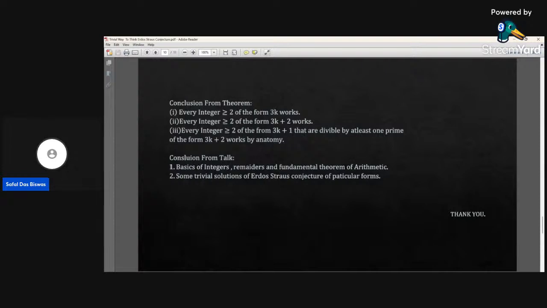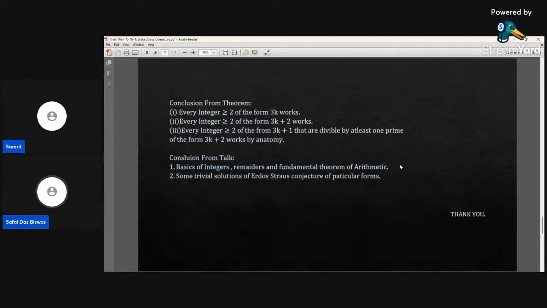And thus, in the end of the talk, the conclusion from the talk: basics of integers, remainders, and the fundamental theorem of arithmetic. Sorry, I'm too fast, but I need to cover a lot of things, and I have some work from 9:10, so I need to cover it before 9. It's 20:45 now, that means 8:45 in Indian IST time. So we covered basics of integers, remainders, and the fundamental theorem of arithmetic without proof.